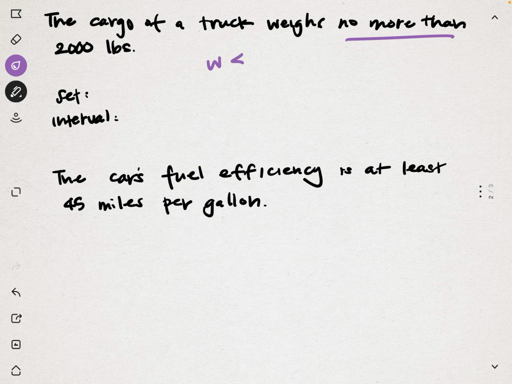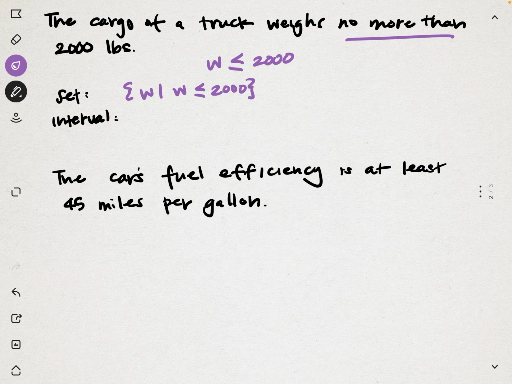And then we always have to ask ourselves when we're doing inequalities, can it be equal to? So no more than 2,000 pounds means that it could still be 2,000 pounds and be true. So we're going to say W is less than or equal to 2,000 pounds. So we kind of set up our set notation, right? We're going to put our braces. Our variable is W, so we're going to say W such that W is less than or equal to 2,000 pounds.